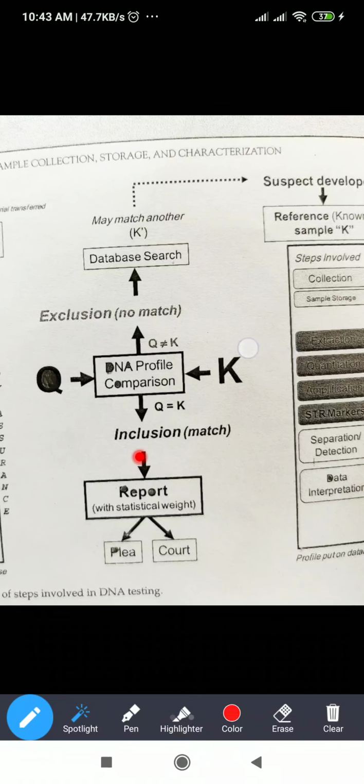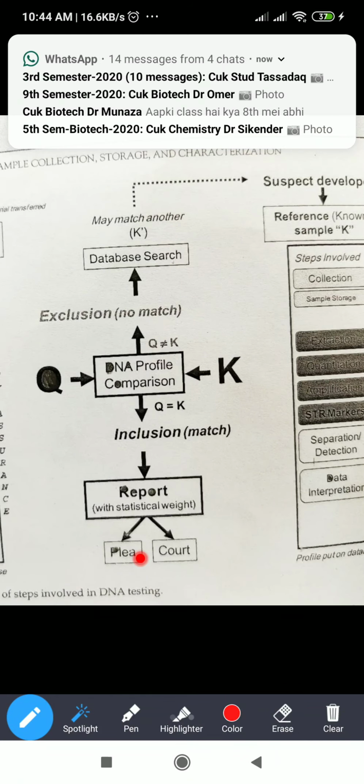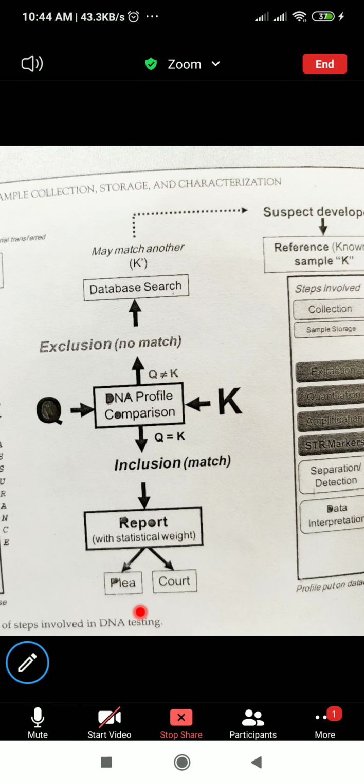But here we can take different suspects. It's not necessary that we will take only one suspect. There can be multiple suspects. Whatever suspect number 1 we have, we will call K1. Suspect number 2, K2. Suspect number 3, K3. Like that we can compare all the DNA profiles K1 to Kn with the question sample Q. If it is matching with any of these, then that means that person has done the crime.